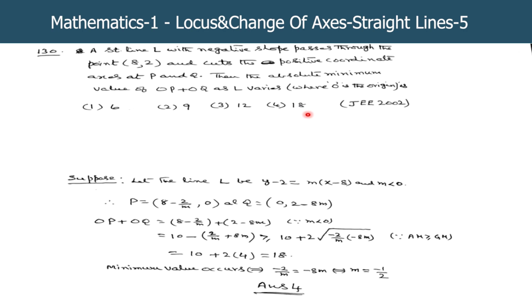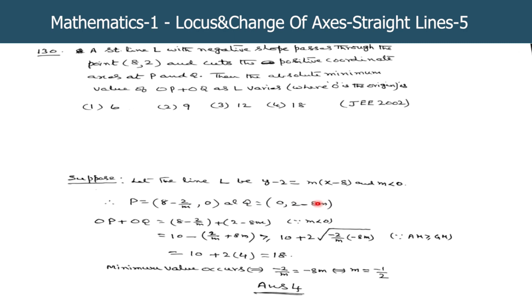This is JEE 2002. Let the line L be y minus 2 is equal to m into (x minus 8), where m is less than 0 because of the negative slope. So if you solve this line equation with the positive coordinate axes, that is x is equal to 0 and y is equal to 0, we get P is equal to (8 minus 2 by m, 0) and Q is equal to (0, 2 minus 8m).